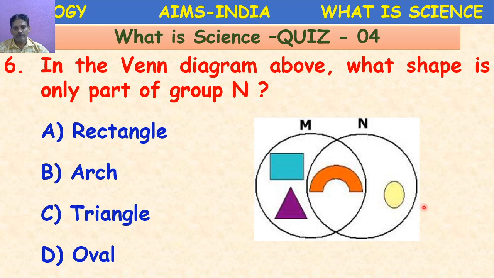Okay, here you have to compare these two. Yes, some of you started answering. Good, good. Keep answering. So here this arc represents a part of both M and N. But here the question is, what shape is only part of group N? So oval shape. Right. D is the correct answer.